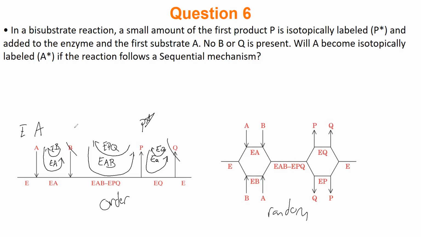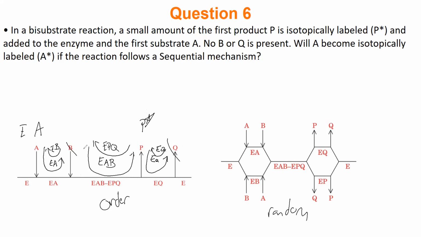And it works out the same with a random. So I have EA, and I can bind those to make the EA complex, but I don't have any B. So I can't go on and make P or Q. Well, let's look at P star, right? So I have P labeled, but I don't have Q. So I can't go backwards and make B or A because I don't have both products. And I can never make Q because I don't have B to start with.